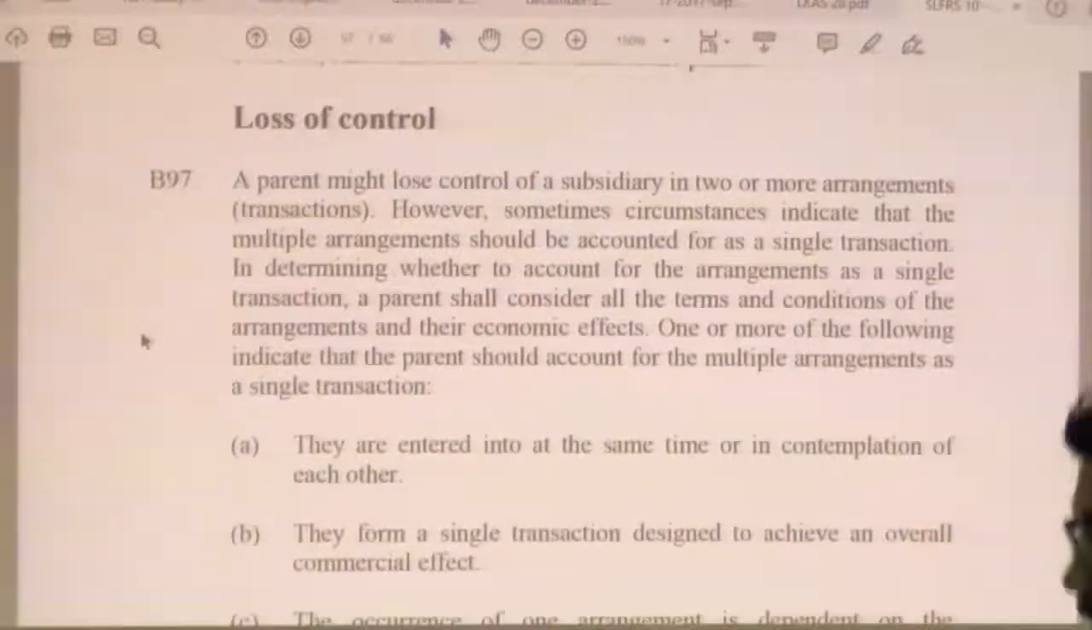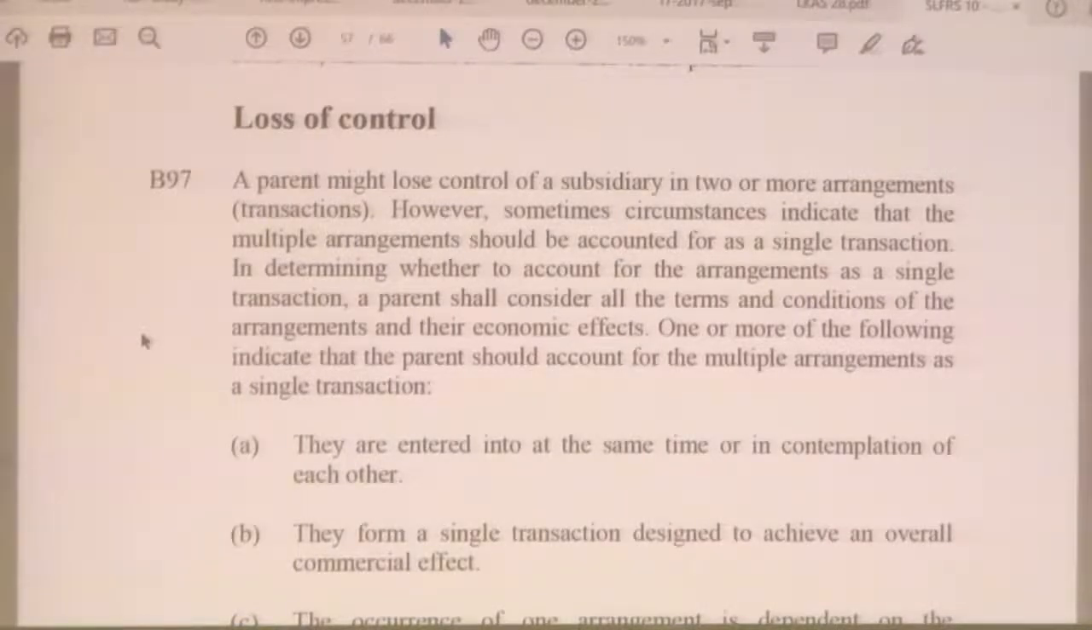Loss of control. A parent might lose control of a subsidiary in two or more arrangements or transactions. However, sometimes circumstances indicate that the multiple arrangements should be accounted for as a single transaction. During many transactions you may lose control, but you have to combine those things and look at them as a single transaction.